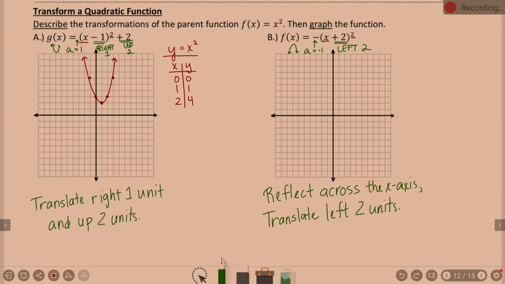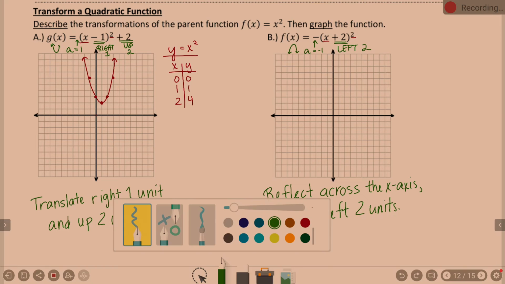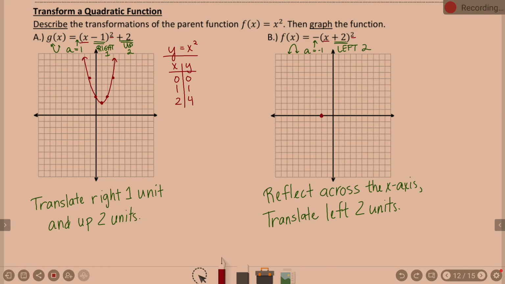Start with our vertex. Our vertex is normally at 0, 0. Where am I going to take my vertex this time? Left 2. I'm going to take it left 2. Instead of my vertex being at 0, 0, it's going to be at -2, 0. That's the only movement we had, right? What's the other part? We're going to reflect. So what's that going to look like when I reflect? Go down. Yeah. When I go to do my over 1, up 1, instead of going over 1 and up 1, we're going to go over 1, down 1.